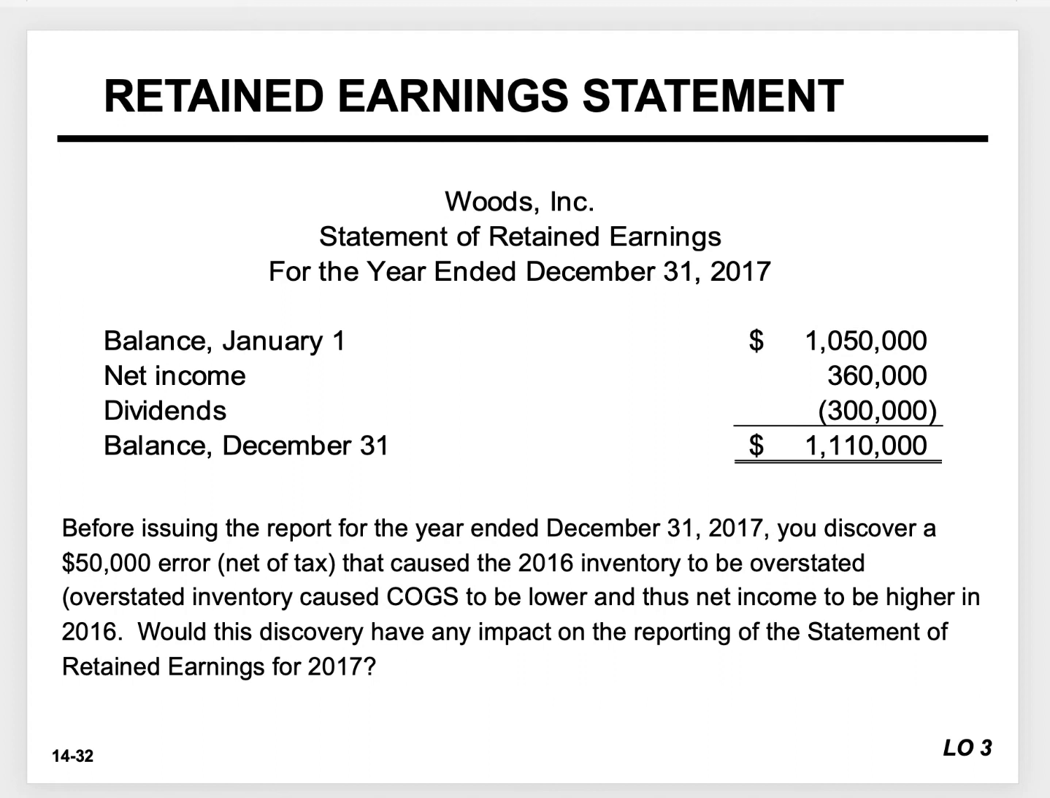Okay, we found this out at the end of 2017. So this mistake actually impacts the statement of retained earnings in 2017. Why? Well, because the beginning balance is too high. We keep that, and that was a result of 2016. We started the year with retained earnings being too high. At the end of the year, retained earnings is still too high because of that error we had in 2016.